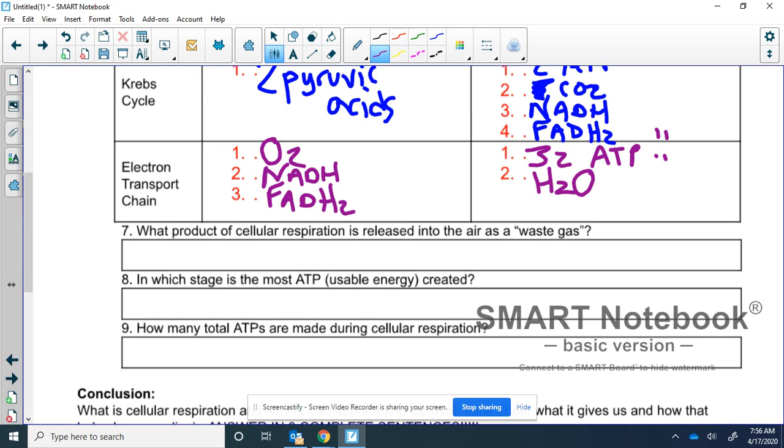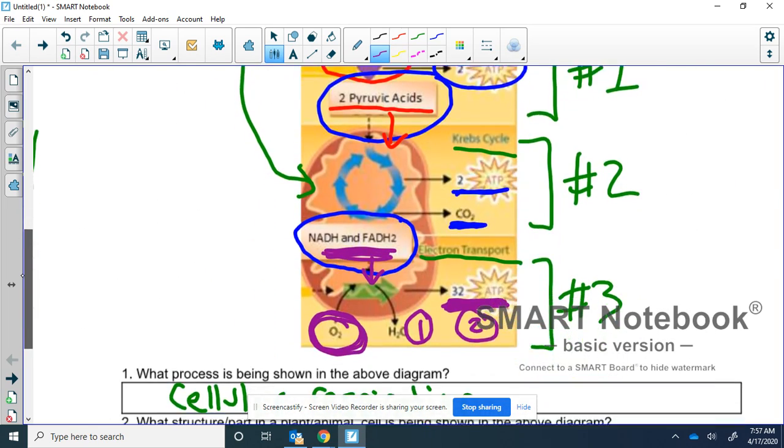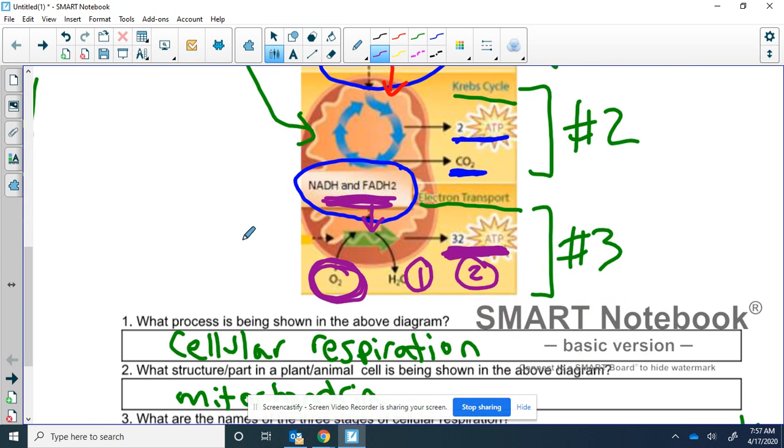Okay. Now, what happens if you don't breathe? What happens if you don't add oxygen here? What ends up happening is if you don't put in oxygen at this step, this last step, you can't go through this last step. And if you can't go through this last step, then you're not going to get as much energy. This is when your muscles cramp.